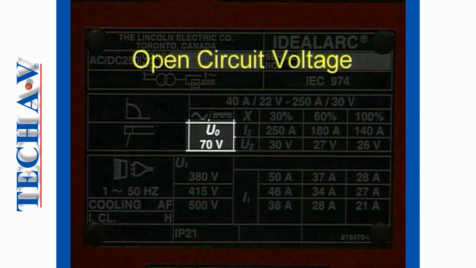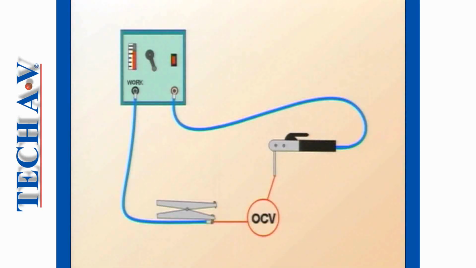The last piece of information mentioned is the open circuit voltage, or OCV, as it is usually known. Open circuit voltage is the voltage available at the leads, or output connections, whilst the machine is switched on.